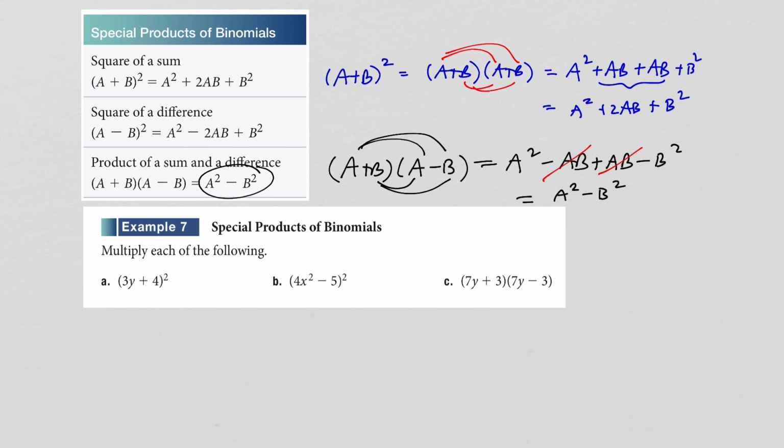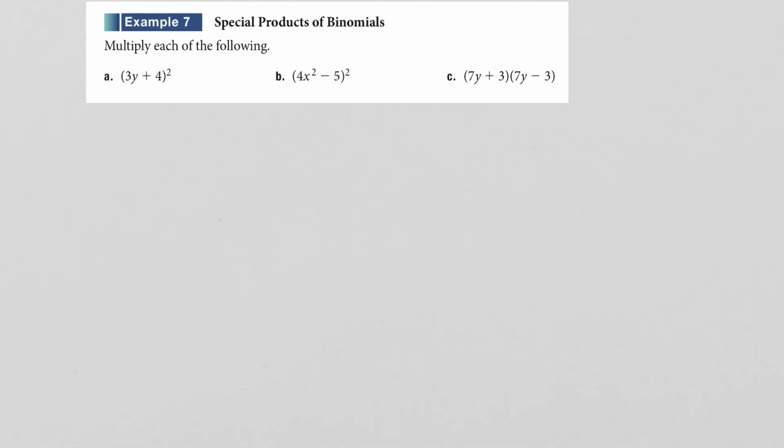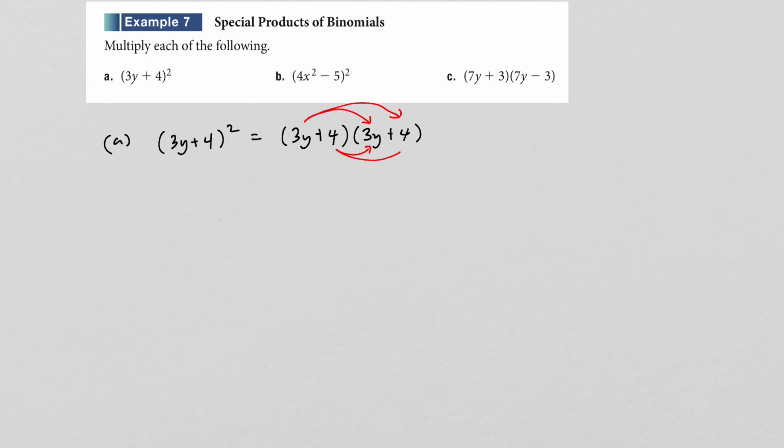So if you want to memorize these formulas, you certainly can. There's no problem with that. But there really is no need to memorize these formulas in order to be able to perform these special products. So let's go through these examples. So in the first problem here, we have 3y plus 4 to the second power. So I'm going to write this as 3y plus 4 multiplied by 3y plus 4. And I don't see any point in memorizing the formula here, so I'm just going to multiply this out like normal.